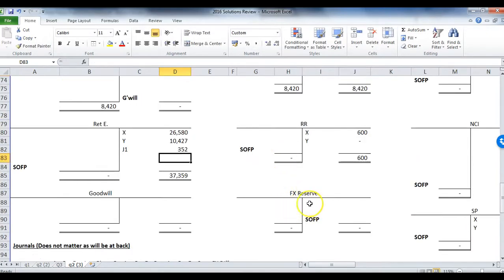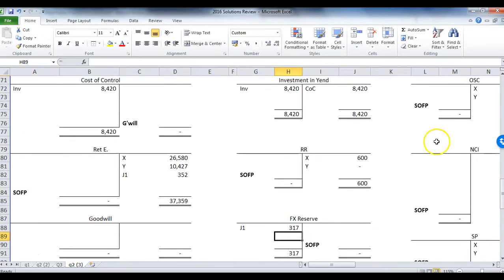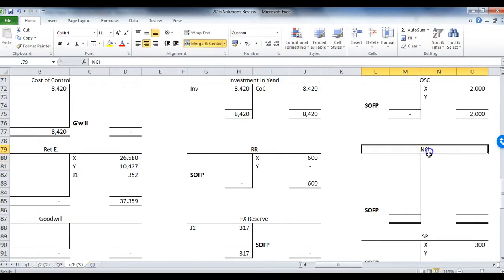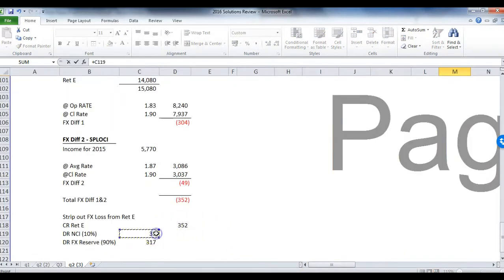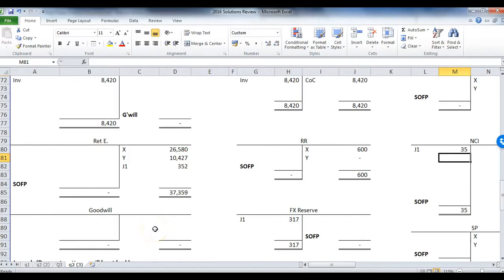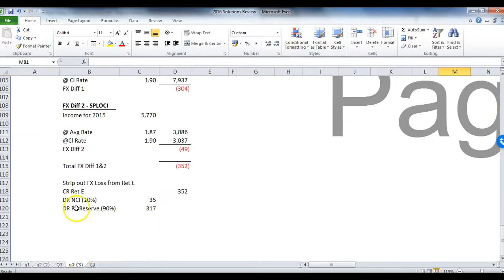And then for the NCI or the reserve, Journal 1, debit 317, and then the NCI as well, you'll do here Journal 1, 35. So again, from your examiner's perspective, it's very easy then to track where all the adjustments are and to follow it through. Okay, so that's essentially the first step, is to strip out any foreign exchange reserves and allocate them accordingly to the reserve account for the parent share and the NCI itself for the NCI's share.